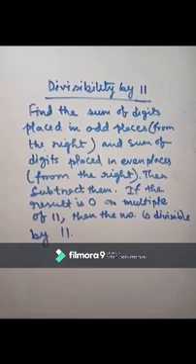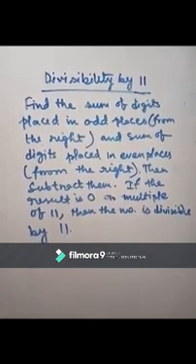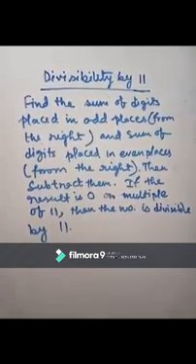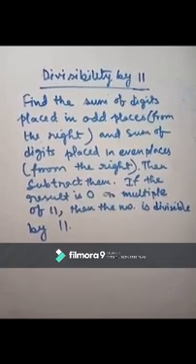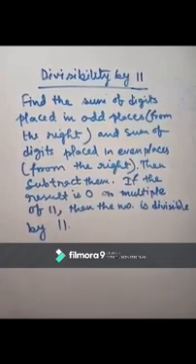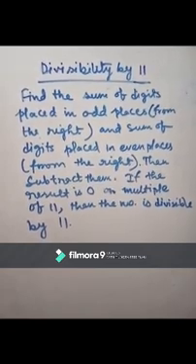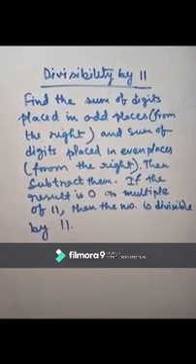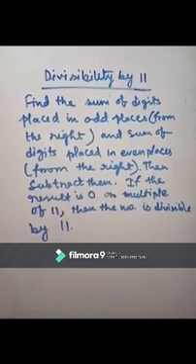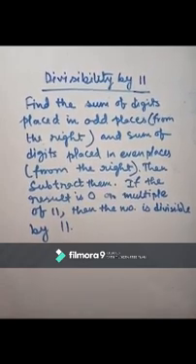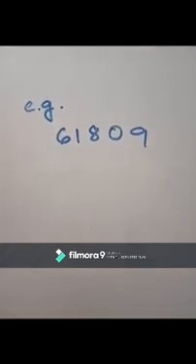Divisibility by 11. Find the sum of digits placed in odd places from the right and the sum of digits placed in even places from the right. Then subtract them. If the result is 0 or a multiple of 11, then the whole number is divisible by 11. Now let's take an example.